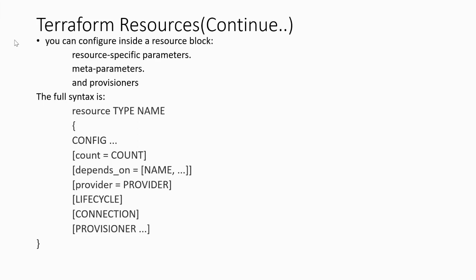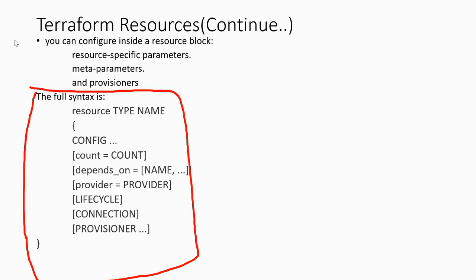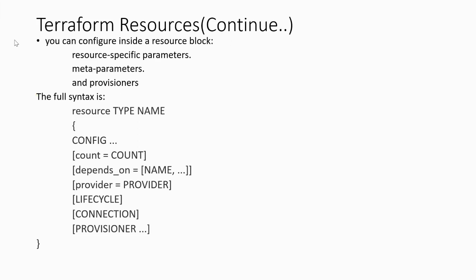This is the syntax to define all the parameters in the resource block. If you observe here, there is the resource type and the local name. Under the configuration section you can define the resource specific parameters. Coming to the meta parameters, count, depends_on, lifecycle, and providers come under the meta parameters. Provisioners like file, local-exec, and remote-exec come under the provisioners. I will explain these clearly in future videos, don't worry.